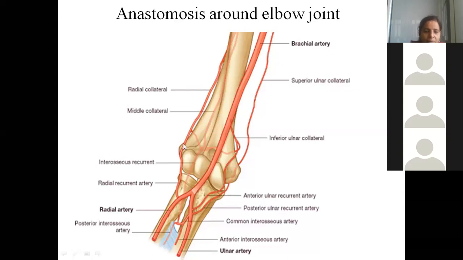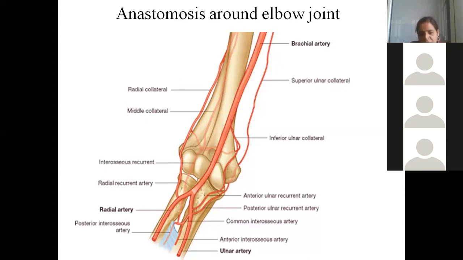Similarly, two arteries in front and two arteries behind the lateral epicondyle. That forms the anastomosis, because we have so much movement at the elbow joint, so there should be proper blood supply. That's the reason we have so much anastomosis. Now, what are the blood vessels which are forming anteriorly?